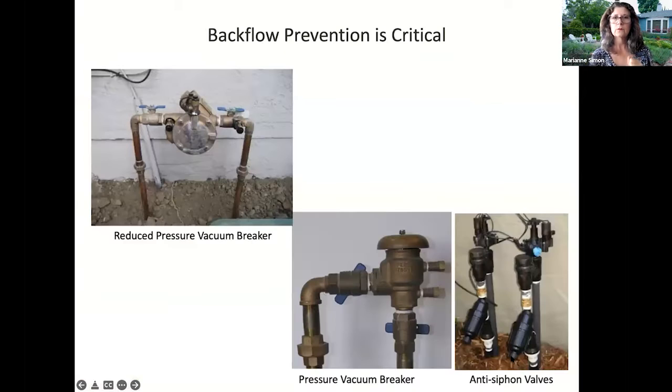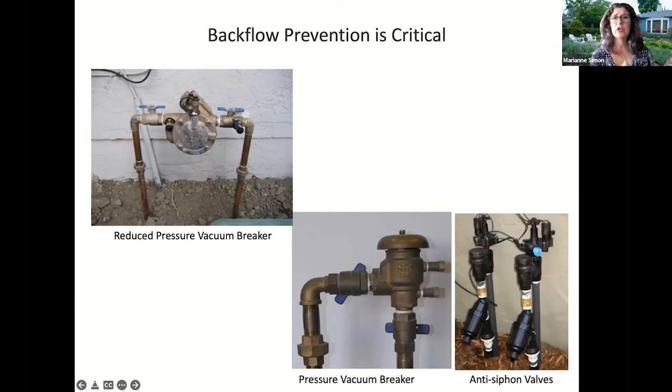So let's go ahead and take a closer look at the backflow prevention. As I mentioned, this is a critical component. Here are some images of how it can look out in the field. The two images down in the bottom are what you would typically find in a residential setting. You have a pressure vacuum breaker, which is a mechanical way of preventing that backflow. And then you have an anti-siphon valve, which works with gravity.